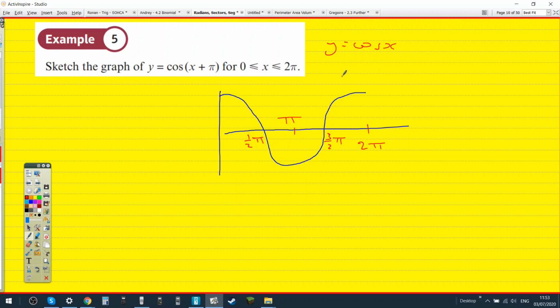So that's y equals cos x. They want y equals cos x plus pi. What's happened there? So I need to find the value for x, don't I? No. What type of transformation is it? I don't know. It will be translation. Okay. X direction by what vector?